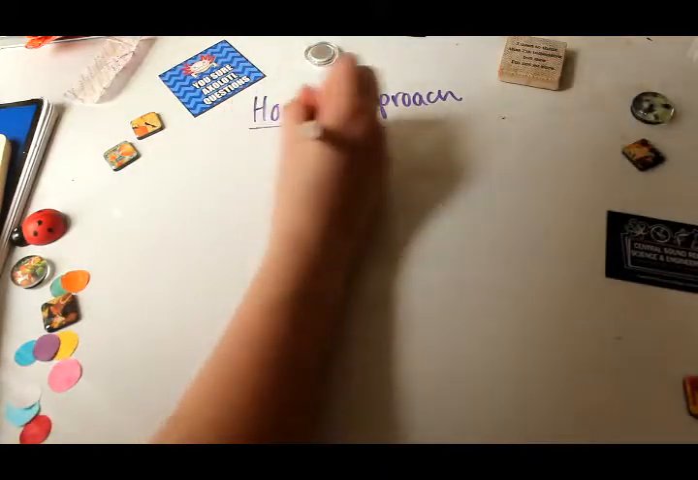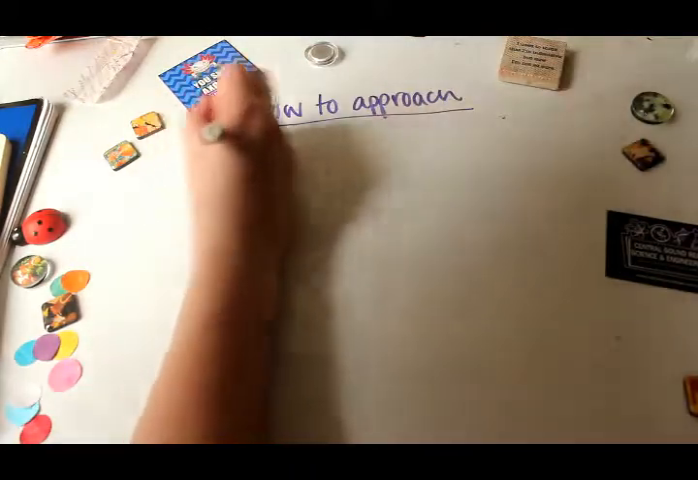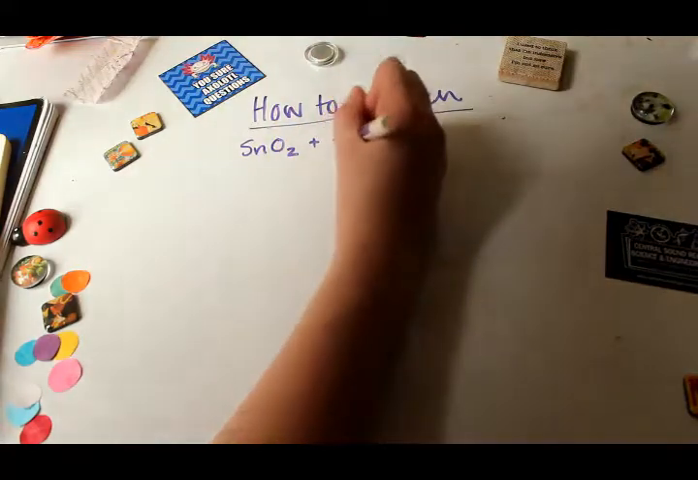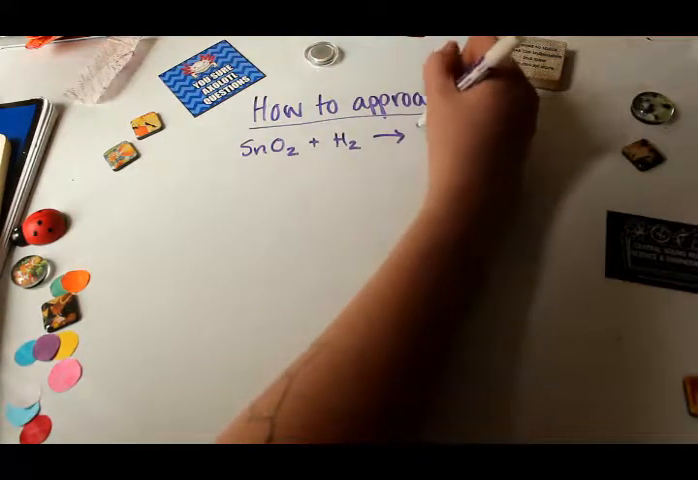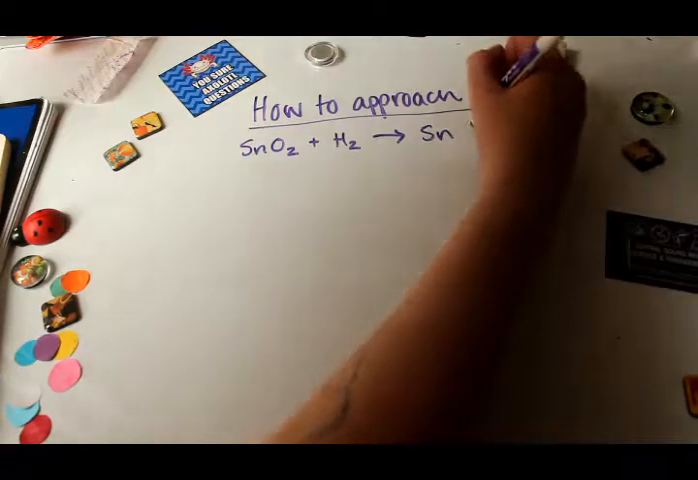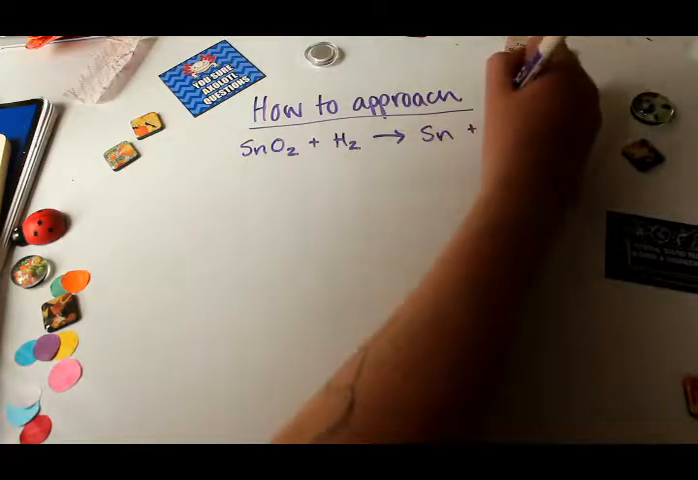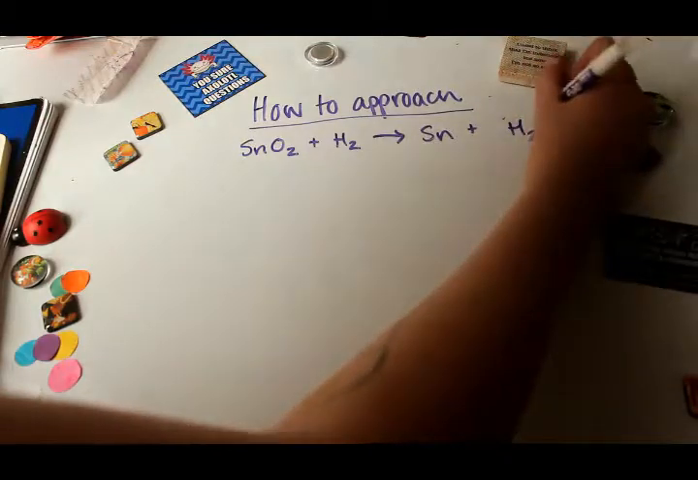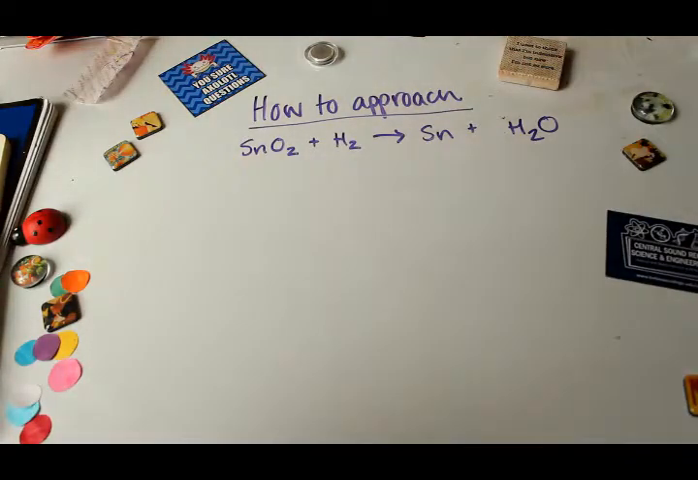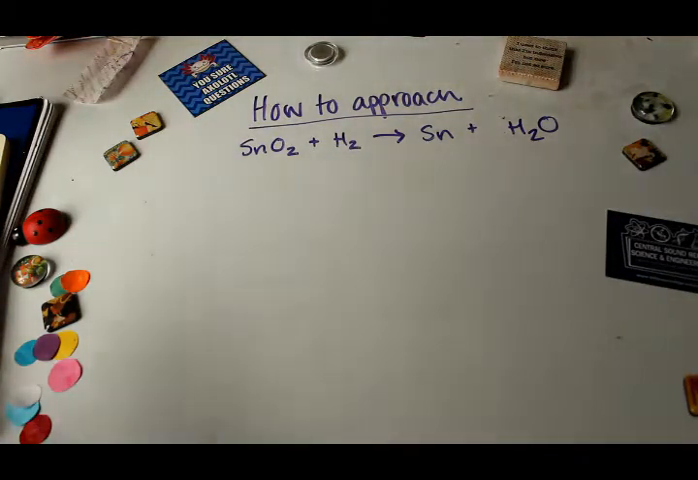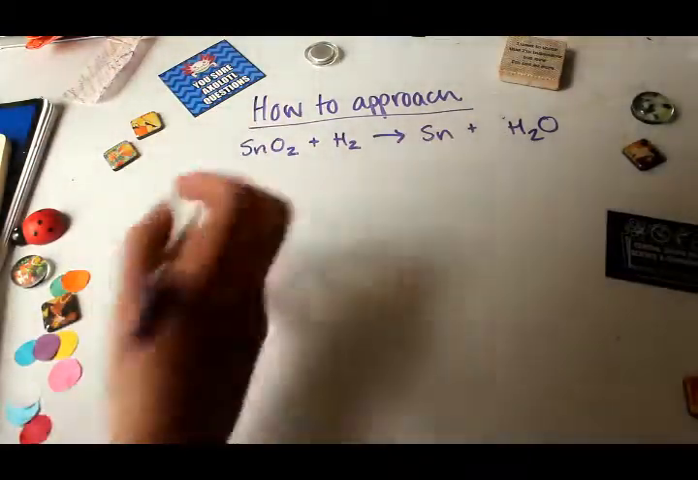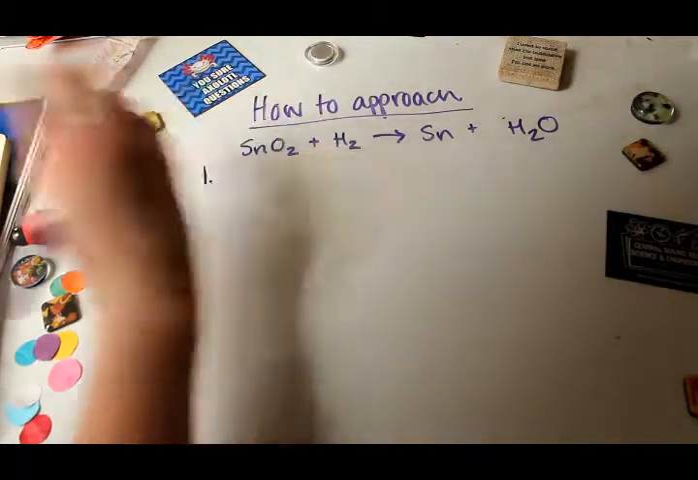So say we're working with the reaction SnO2 plus H2 yields Sn, tin, plus H2O. So we're working with that equation. How are we going to approach this and balance the equation? I have 4 steps that hopefully will help us out.